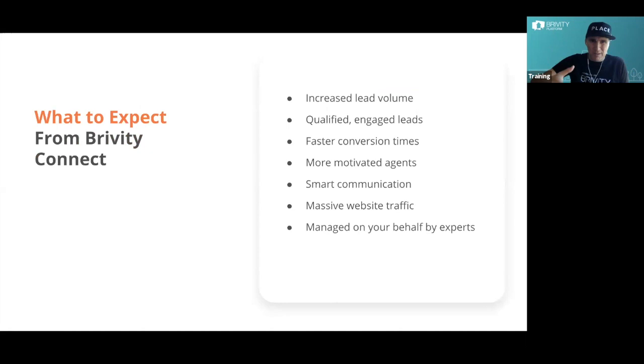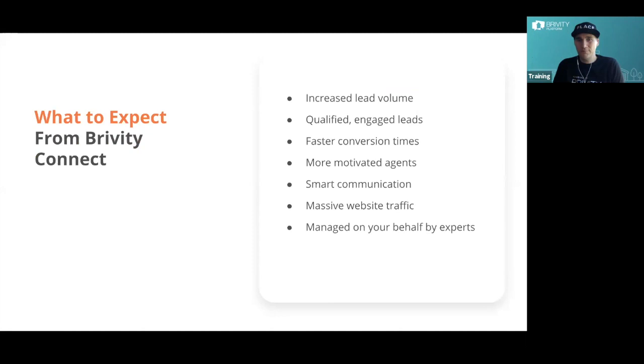What to expect from these leads. They're qualified and engaged. There's a lot of them. The conversion times are pretty stinking good, right? Our agents, like Ken Adams' agents, are more motivated to get in there and go after these things. And Nadia, if you're a single agent, you're more motivated to go in there and get after these things, right? That last one, managed on your behalf by experts.